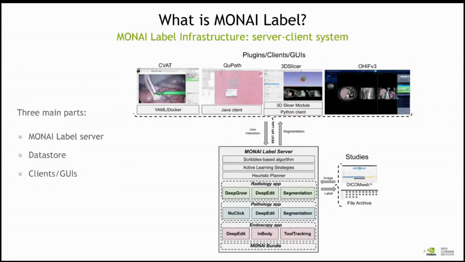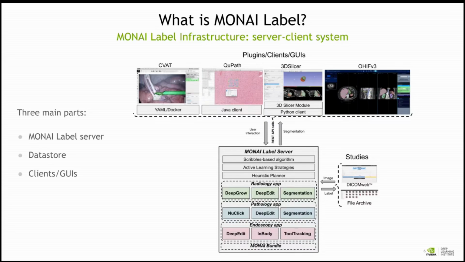So MONAI Label is a server-client system. We have three main components. The server, of course, where we host everything: all the apps, radiology, pathology, endoscopy, and the bundle. We also have a scribble-based algorithm for segmentation. If you want to use the active learning strategies, we have those, and a heuristic runner for the radiology app. That's the server side.